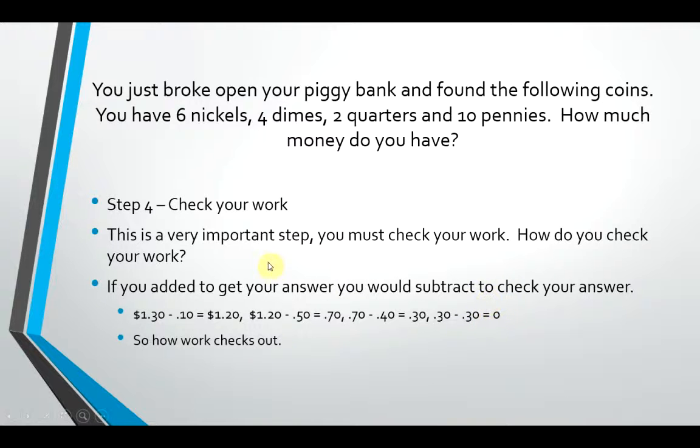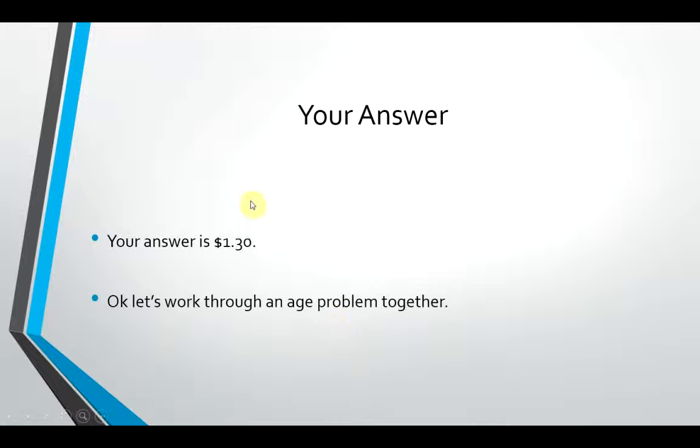So yes, our work checks out. So our answer is $1.30. That's how much was in your total piggy bank. Now let's work through an age problem. An age problem usually is going to make you determine an age, whether it be in the past or the present or in the future. So let's work through one together.